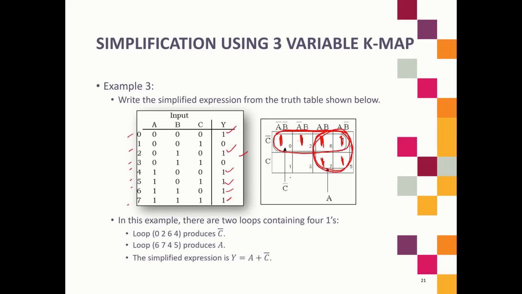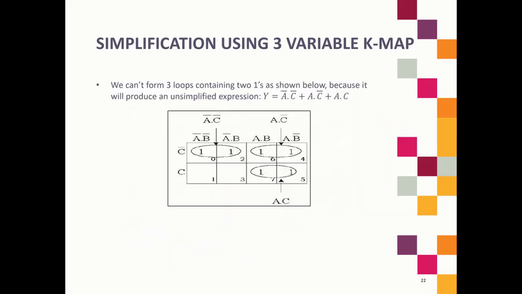So you can overlap, and then the next step is to find the simplified term. For this loop, the value is C bar, and for this loop, the value is A. And then you OR both terms and get A plus C bar. So this is the answer. For the simplified equation, you will get A plus C bar.